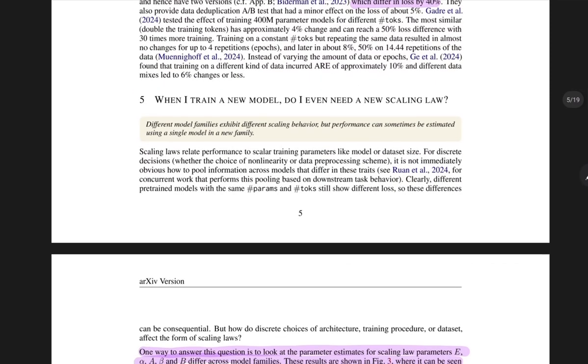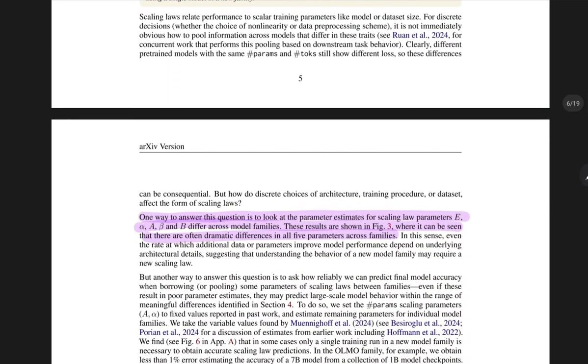They are saying different model families exhibit different scaling law behavior, but performance can sometimes be estimated using a single model in a new family. They have given an example. One way to answer this question is to look at the parameters estimated for scaling laws: parameters E, alpha, A, beta, and B across different model families.